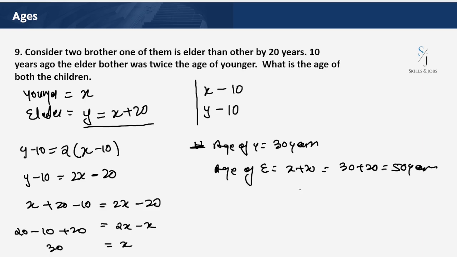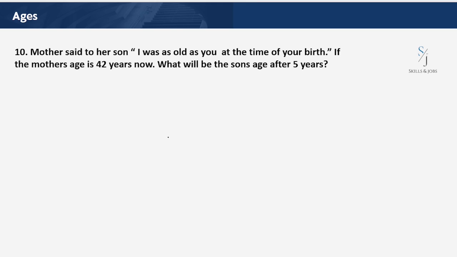This was also very simple. We just need to formulate the relation, and from the relation we need to derive the equation. Once we derive the equation, the solution becomes very simple. Now coming to one more problem. This will be the last problem for ages. Mother said to her son, I was as old as you at the time of your birth. If the mother's age is 42 years now, what will be the son's age after 5 years?